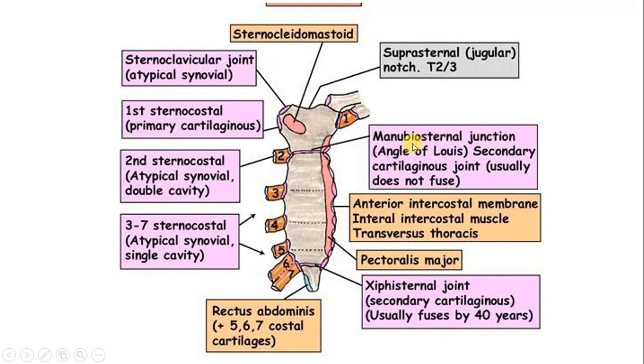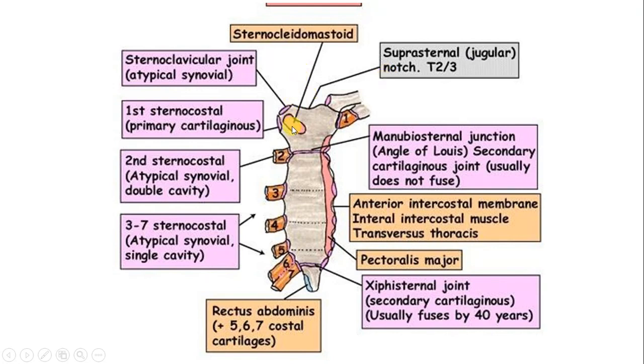The manubriosternal junction, that is the manubriosternal joint, is named the angle of Lewis. It's a secondary cartilaginous joint, not a primary one, and it usually does not fuse at any age. Below is the xiphisternal joint, also a secondary cartilaginous joint, which usually fuses by the age of 40 years. This joint fuses, but the angle of Lewis does not fuse.